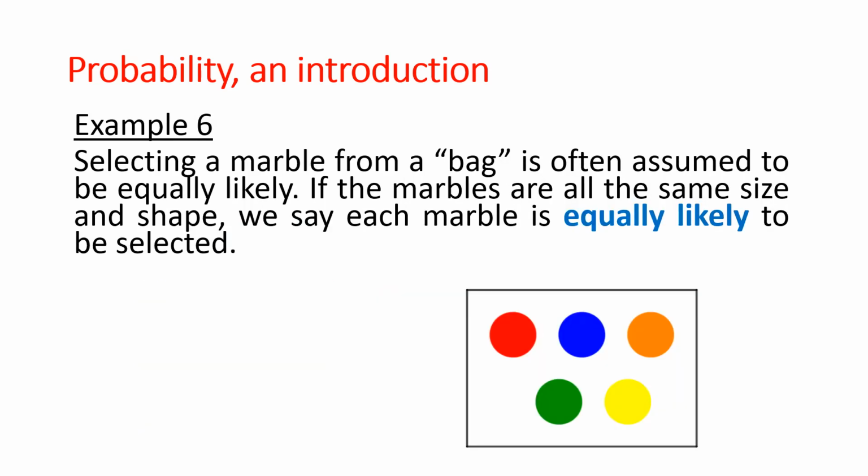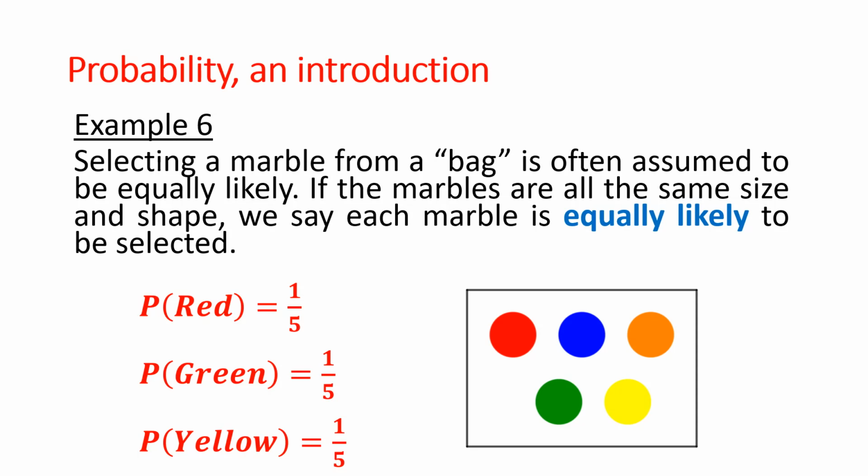And the same with marbles. If we talk about marbles in a bag, we assume it's equally likely that we put our hand in and get a marble, so the probability of each of those colours will be 1 chance out of 5.